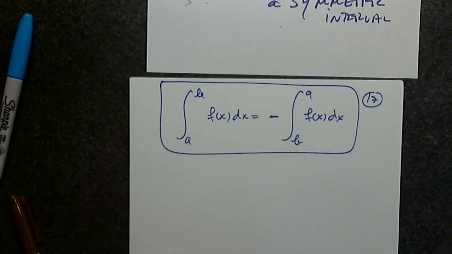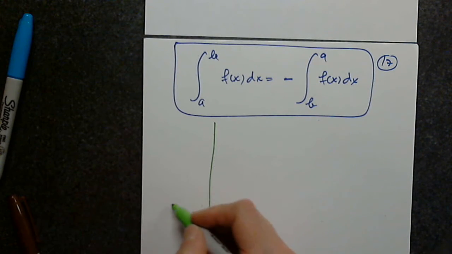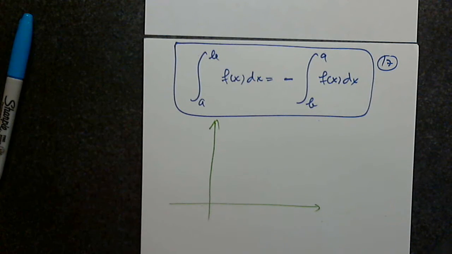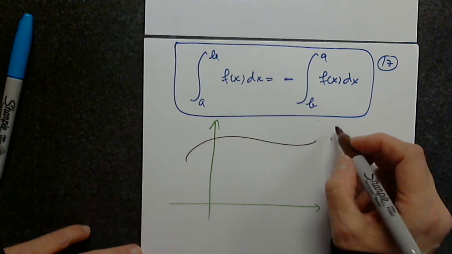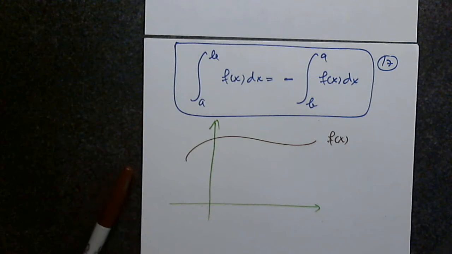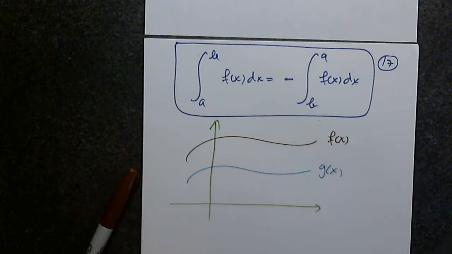Okay. Ready for the next property? Okay. Let's take a look at the following scenario. I have a function, let's say f of x. I have another function, let's say g of x.